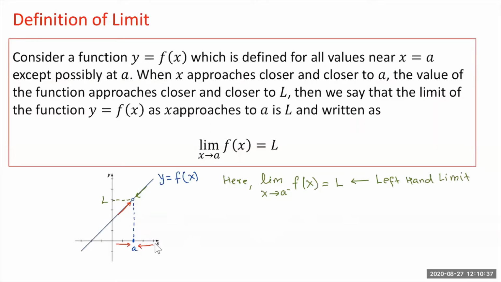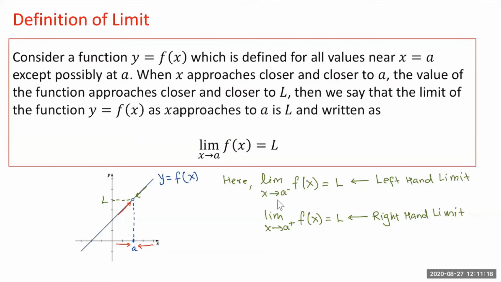Similarly, when x approaches a from the right, the value of the function approaches L. That can be written as: limit as x approaches a from the right. The values on the right of a are more than a, so we write a little plus up there. Of f of x is equal to, still the function approaches L. When x approaches a from the right, the function value approaches L. And we say that this limit is the right-hand limit. This is the right-hand limit.